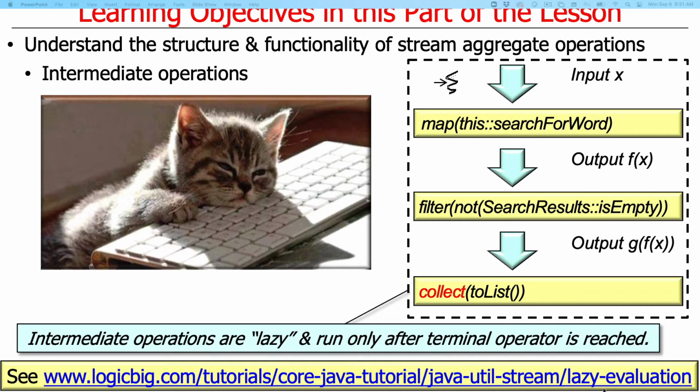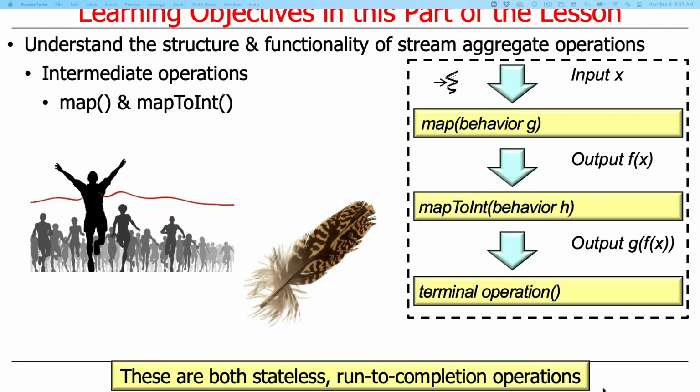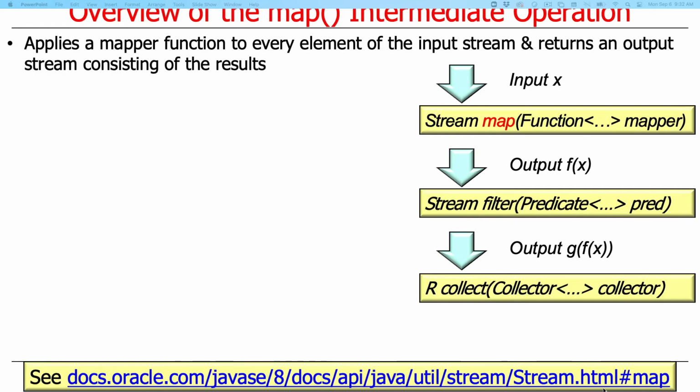So recall that intermediate operations are lazy. They don't actually do anything at all until the terminal operation is reached. And when we get to the part of the course soon, probably not today, but probably on Wednesday, where we talk about the internals of streams, you'll get to find out exactly how this does indeed work. So we'll talk about map and mapToInt. These are both stateless, run to completion operations. Unless, of course, an exception is thrown. It terminates the thing, but let's ignore that.